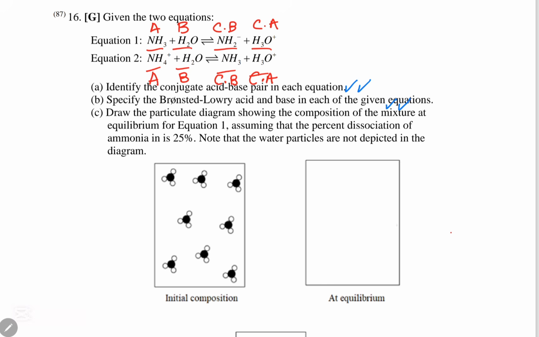Now in part C, what are they saying? They're saying draw the particulate diagram showing the composition of the mixture at equilibrium for equation 1, assuming that the percent dissociation of ammonia is 25%.